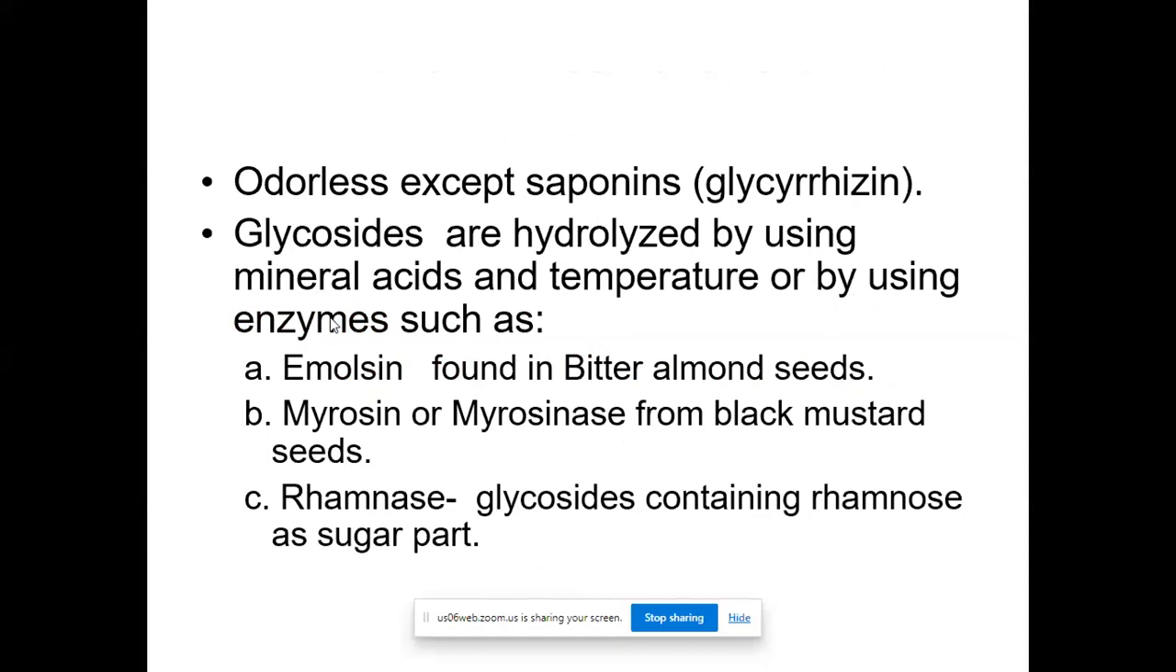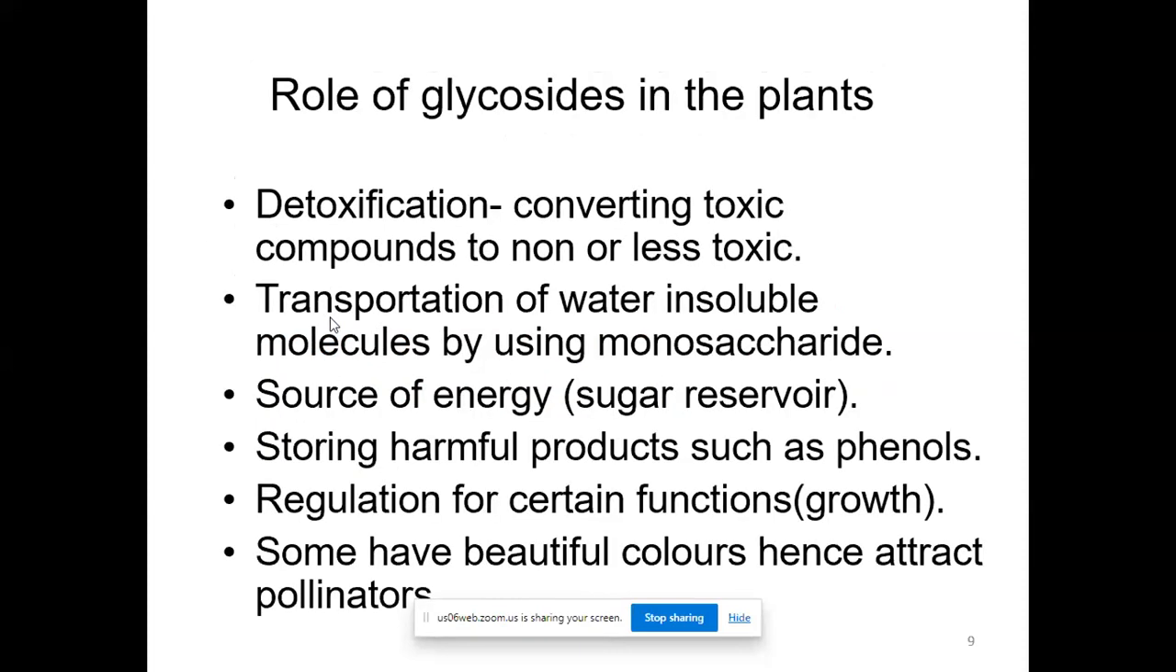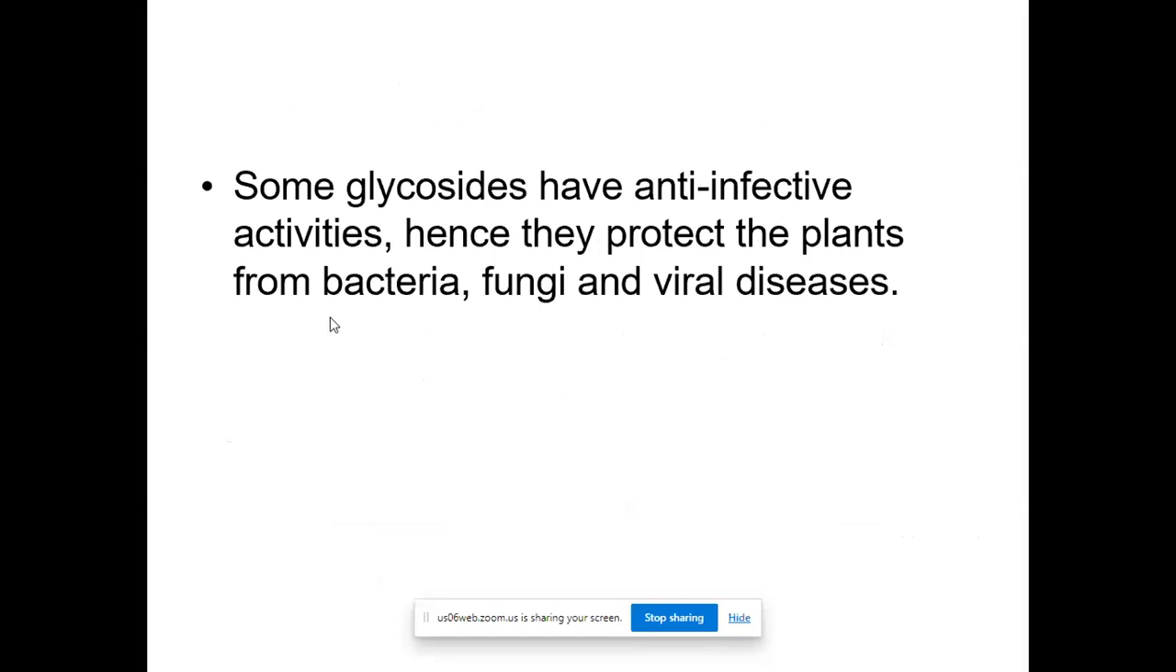Yeah. So glycosides are hydrolyzed by using mineral acids and temperatures, or by using enzymes such as emulsin, myrosin, and rhamnase. This is just basically recap. So their roles: detoxification, transport of water insoluble molecules, their source of energy, storing harmful products, regulation of certain functions, and some have beautiful colors, hence they attract pollinators. They're also important as anti-infective activities, and they protect the plants from bacteria, fungi, and viral diseases.